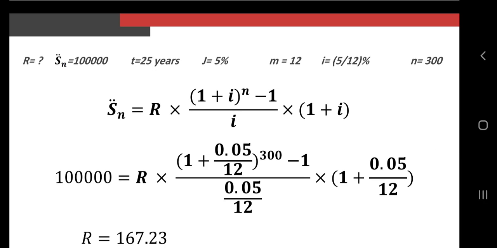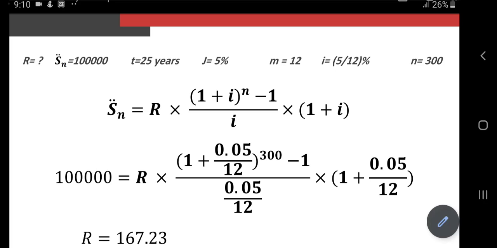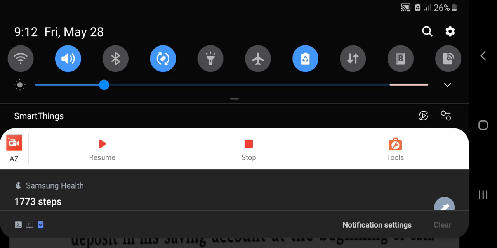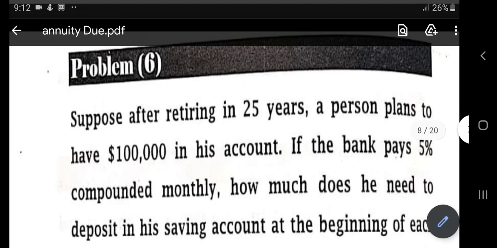In this example also, problem number 3, R is unknown and annuity due. $100,000 is the future value for 5 years in a bank that pays 8% converted semi-annually. Find the future value and the interest accumulated at the beginning of the period. So, to get the future value, we will substitute R equal 750, T equal 5 years, J equal 8%, M equal 2, I equal 4%.